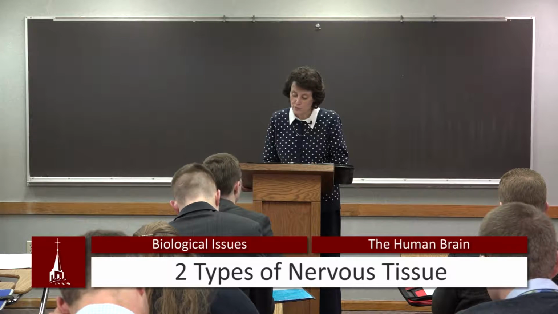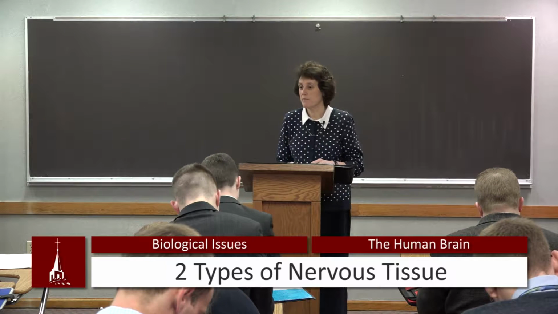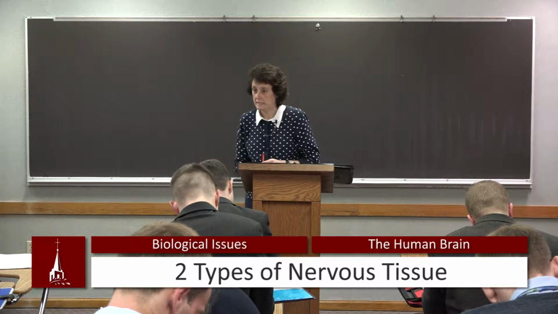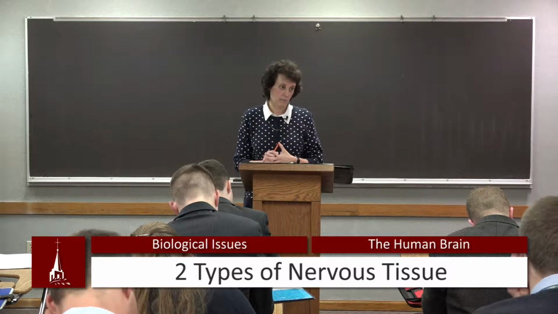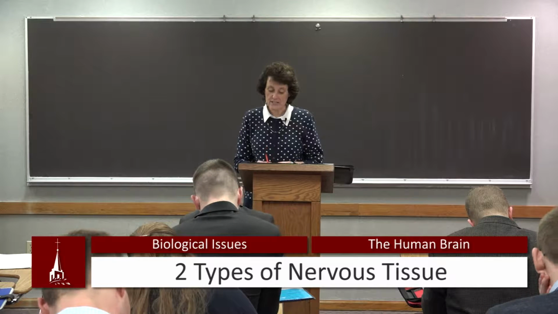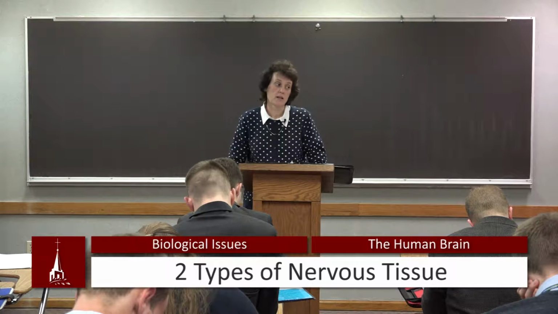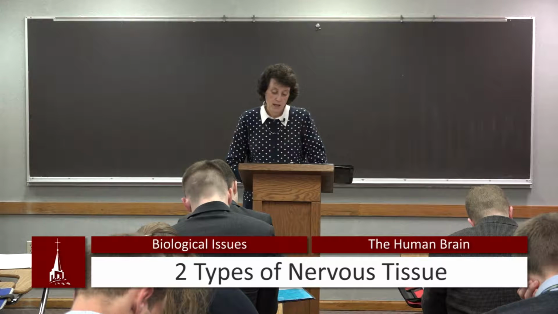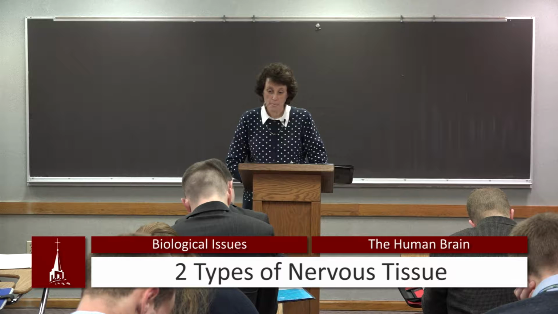Then the other is white matter. So you have gray matter and white matter in your brain. The gray matter is the outer cortex, the actual functioning part. The white matter is the supporting and conducting tissues of the nervous system. The supporting and conducting tissues.